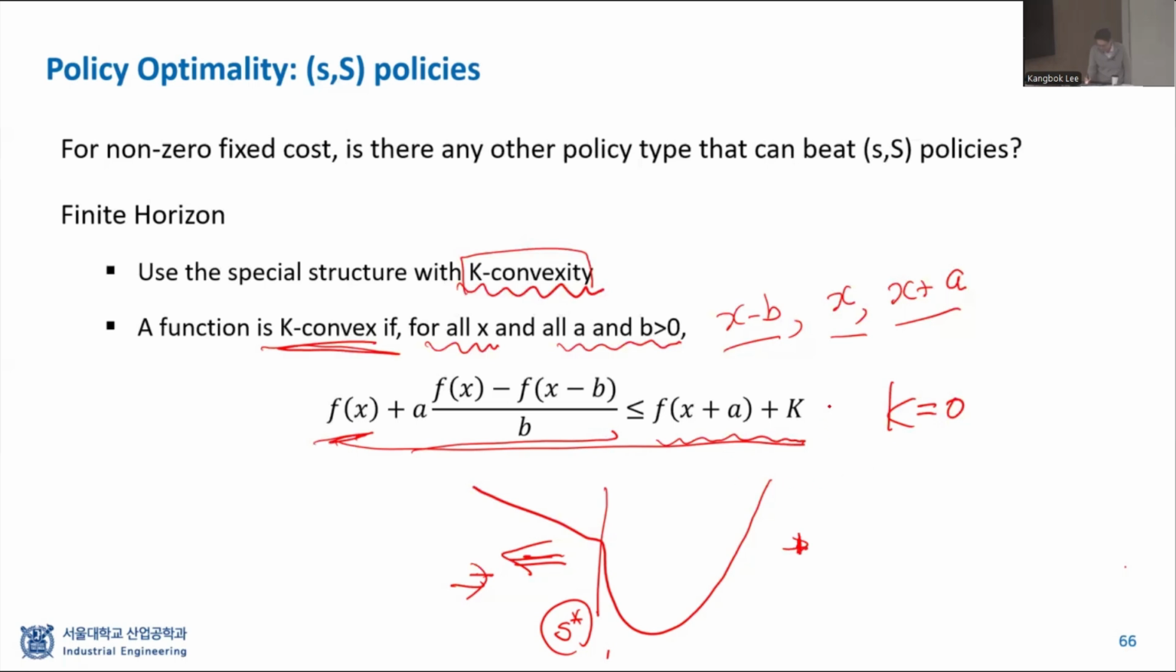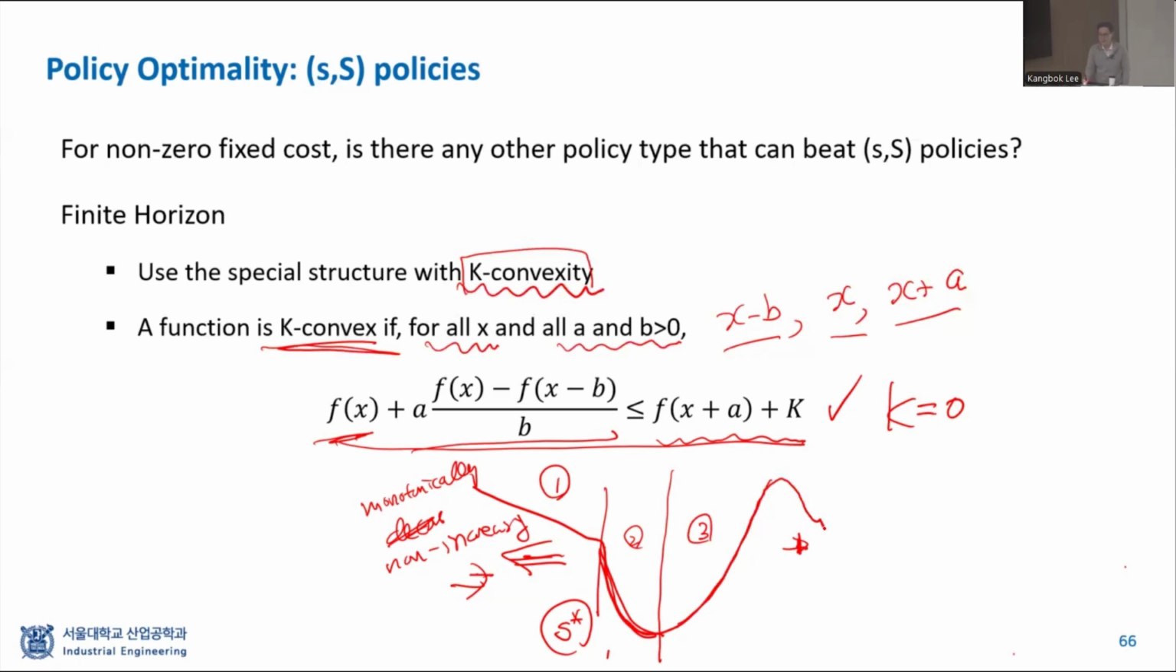For example, if this works, I can prove that for number one area, it's monotonically decreasing, non-increasing. And for number two, it's decreasing. For number three, it's increasing. However, even if it decreases, the difference between the two is always less than K.